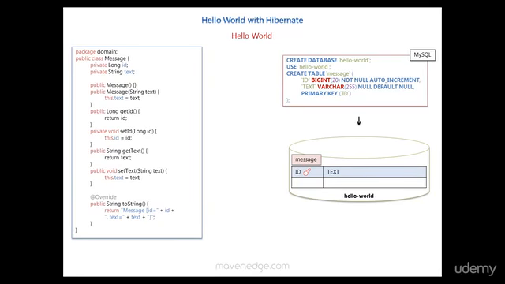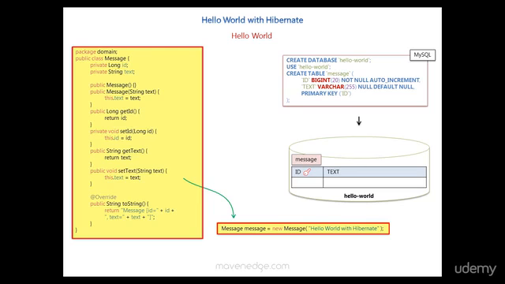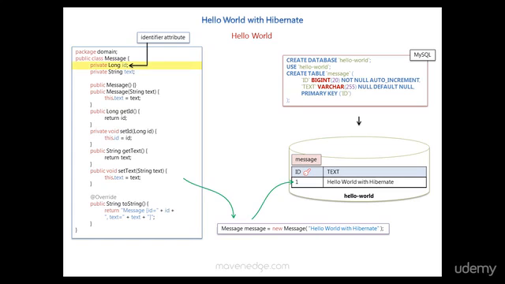Hi, in this session we're going to get ourselves started with Hibernate, and we're going to do it with a Hello World application. In that application we're going to create an object of this message class and use Hibernate to persist it to this Hello World database. We're going to use this ID attribute to uniquely identify a message object, and the text attribute is going to hold a Hello World message.